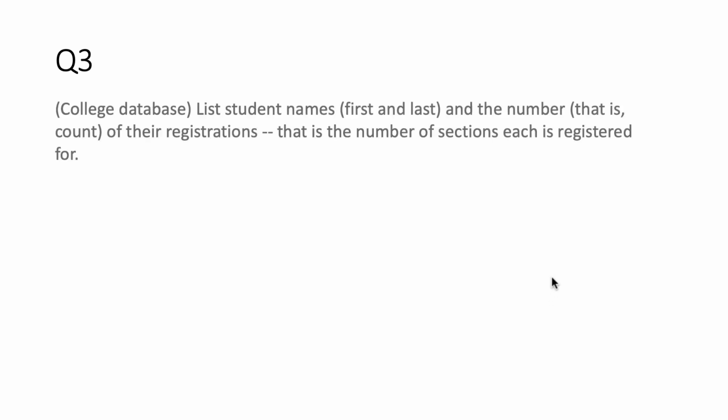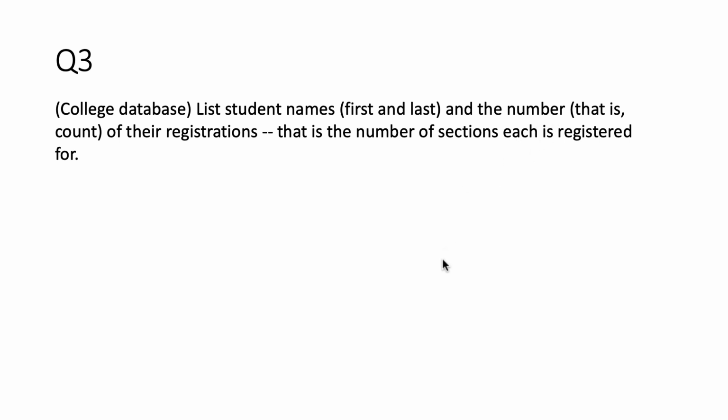Let us now move on to question number 3. In this question, we are saying list the student names, first and last names, and the count of their registrations. So we want to count how many registrations each student has. That is the number of sections that each student is registered for.